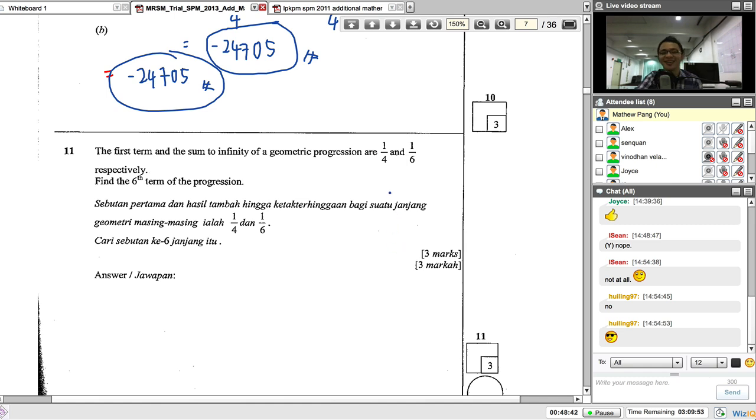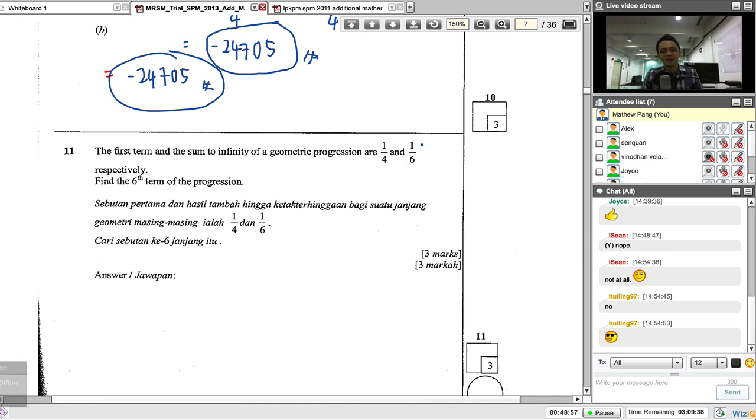Okay, let's have a look at this one. The first term and sum of infinity of a geometric progression are 1 over 4 and 1 over 6.